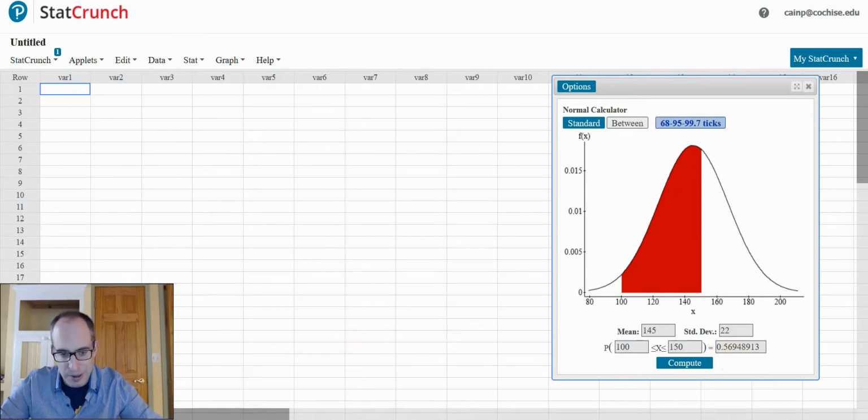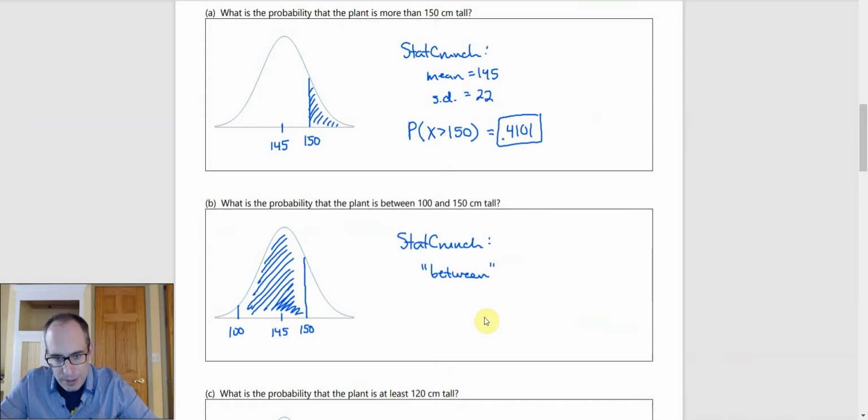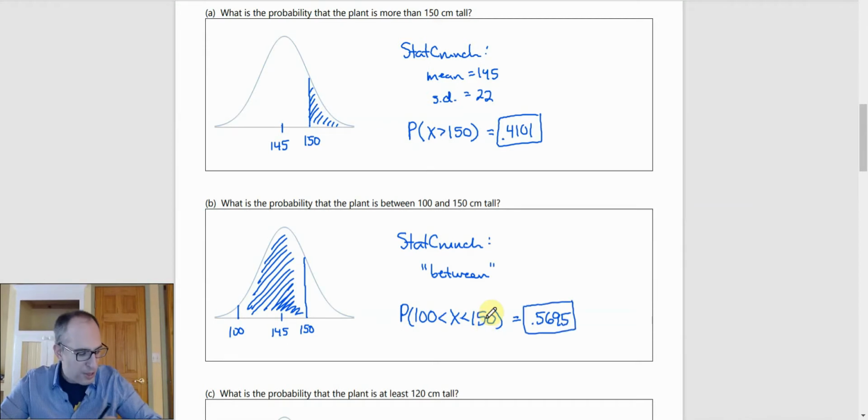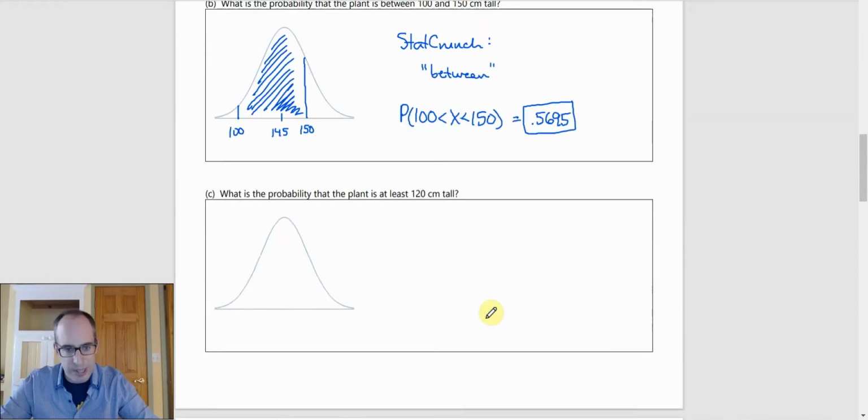So if I go back here, then the probability that 100 is less than x is less than 150 is 0.5695. All right. And then the third one, the probability of the plant's at least 120 centimeters tall.